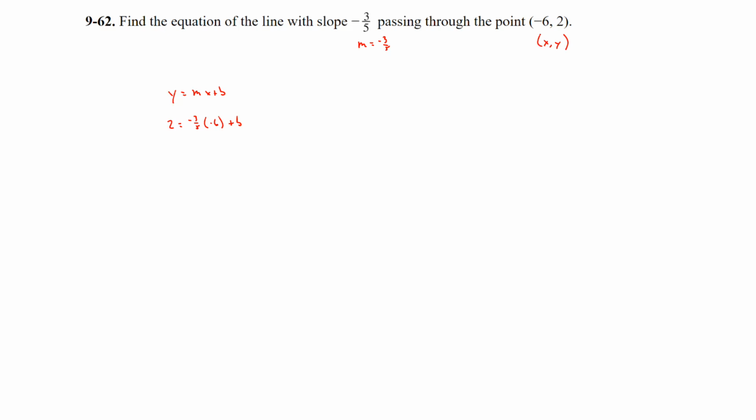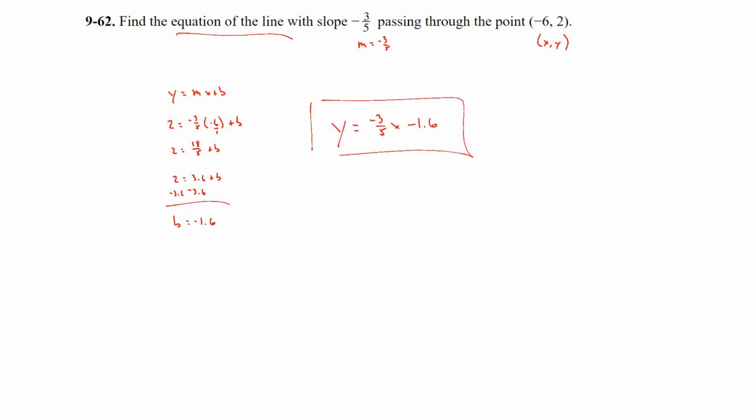So I can multiply negative 3/5 times negative 6, and I can just multiply straight across as a fraction, which is 18/5, but it might be easier to write that as a decimal, so when we go to subtract it, either way is fine. This would be 3.6 plus b, and then we can subtract 3.6, and we get b is equal to negative 1.6. And so to find the equation of the line, now we have the information. The equation is y equals negative 3 over 5x minus 1.6.